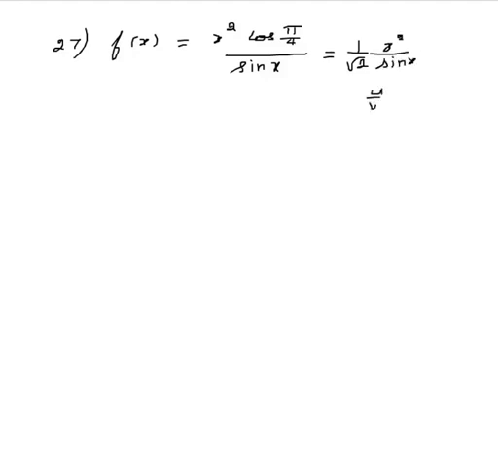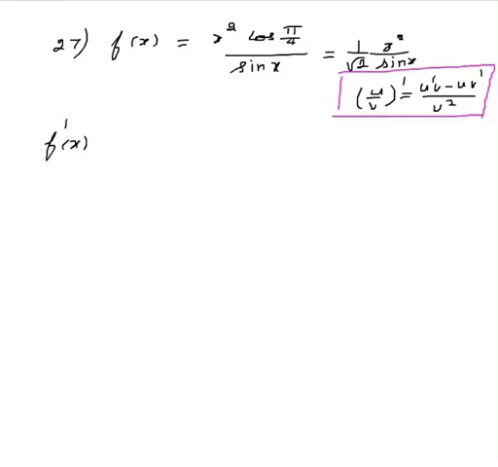Question 27. The given function is x square times cos of pi by 4 divided by sin x. Cos pi by 4 is a constant. We know the value of cos pi by 4, which is 1 by root 2. And we have x square divided by sin x. We will use quotient rule.